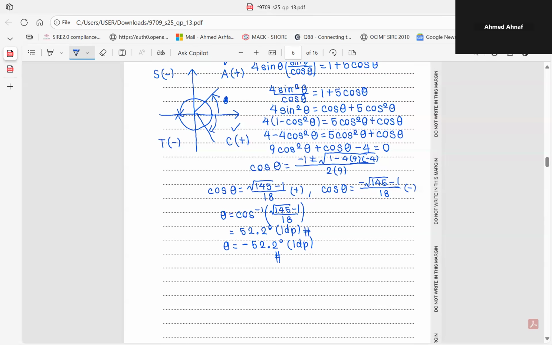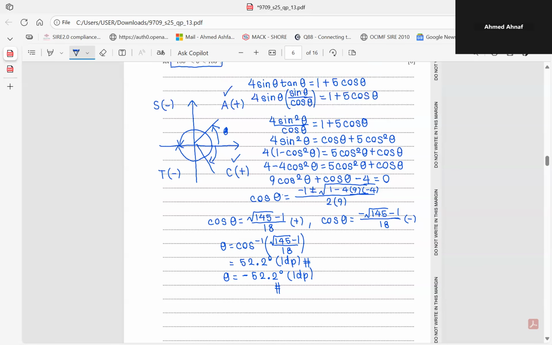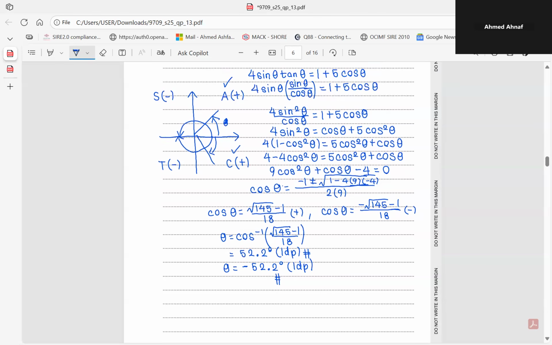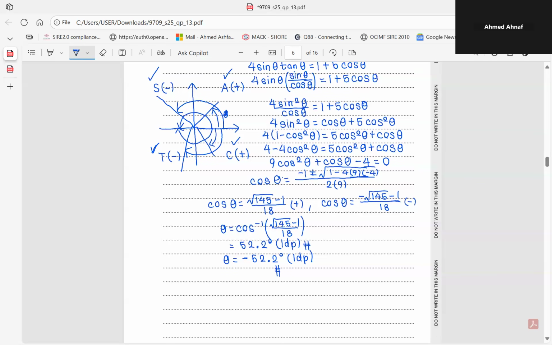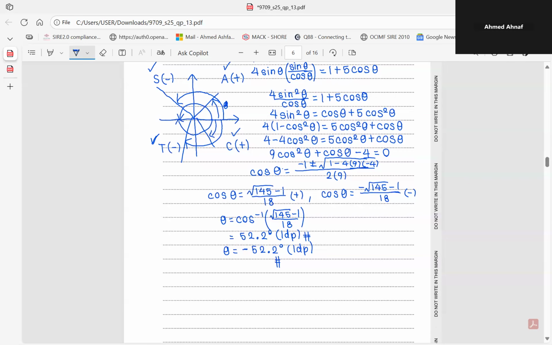Cosine theta equals minus square root 145 minus 1 over 18. So since for this cosine theta is negative, theta would lie in the second and third quadrants. So for the second quadrant, theta would be a positive obtuse angle. And then for the third quadrant, theta would be a negative obtuse angle. Okay, so to find theta, it's 180 minus cosine inverse of the absolute value of cosine theta. So in our case, that's 1 plus square root 145 over 18.